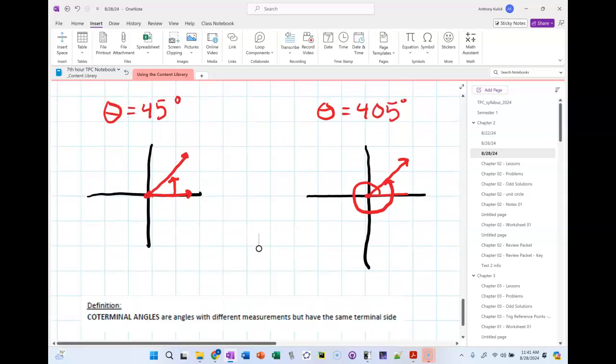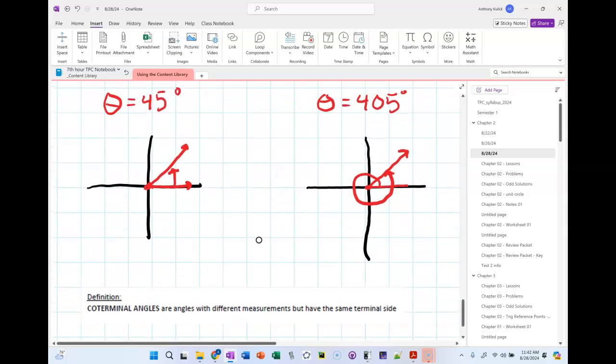Do you notice anything special about the numbers 45 and 405? How about how far apart are they? 360. Do you think that's a coincidence? No. Because if I have something on a circle and I go 360 degrees more, I'm still at this exact same spot, right? So that is going to be our tool if I want to find coterminal angles.